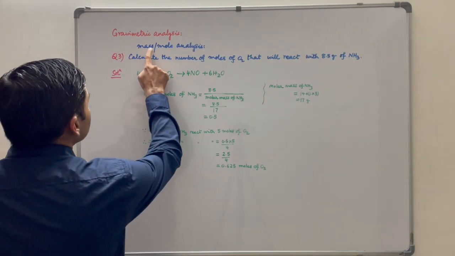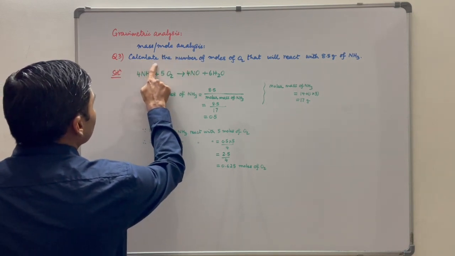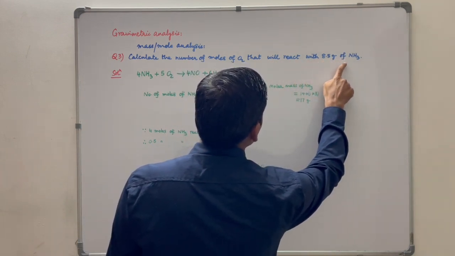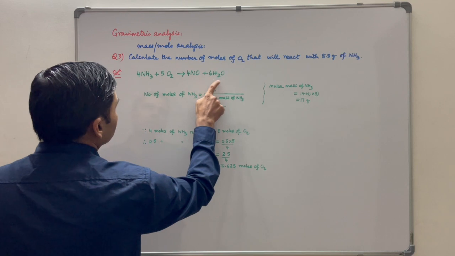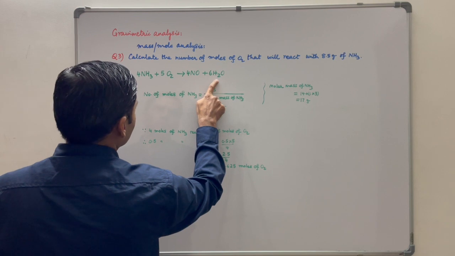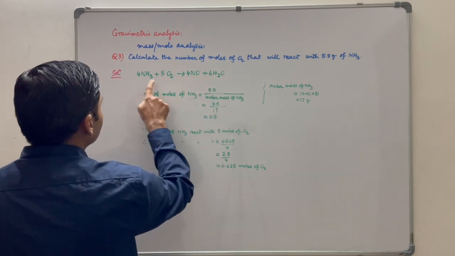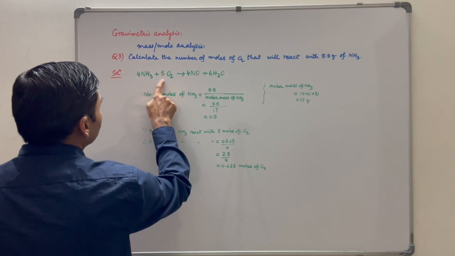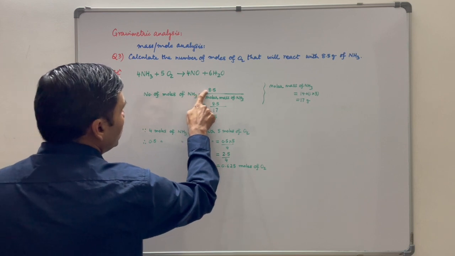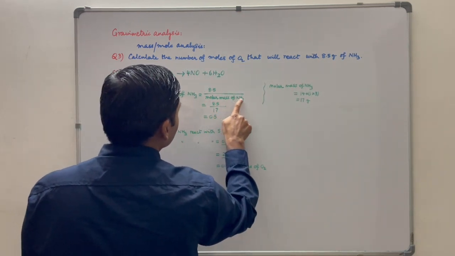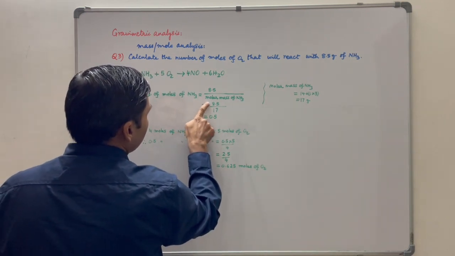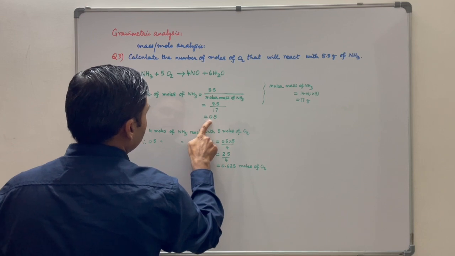Now let us see mass mole analysis. Question: calculate the number of moles of oxygen that will react with 8.5 gram of NH3. The balanced chemical reaction is given as 4NH3 plus 5O2 makes 4NO plus 6H2O. It is clear from this equation that 4 moles of ammonia reacts with 5 moles of oxygen gas. The number of moles of ammonia will be equal to 8.5 upon the molar mass of ammonia, and that is 17 gram. So the number of moles of NH3 will be 8.5 upon 17, that is 0.5.